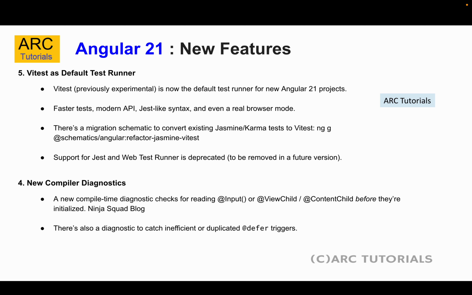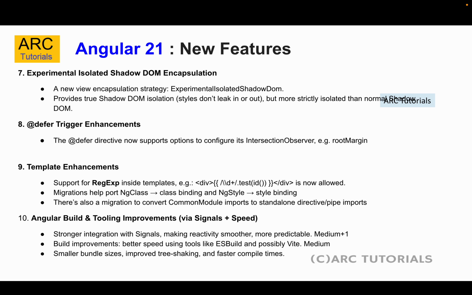Now, new compiler diagnostics. This is again for the backend side, something you can refer to. These are compile-time diagnostic checks for reading input, content child, etc. Now, there are some more small updates like experimental isolated shadow DOM encapsulation. This is a new encapsulation strategy they are coming out with, and that's the exact name it's written as. It provides true DOM isolation, so styles don't leak and other components don't get affected.